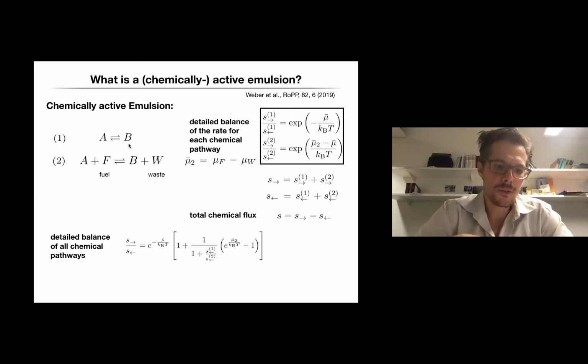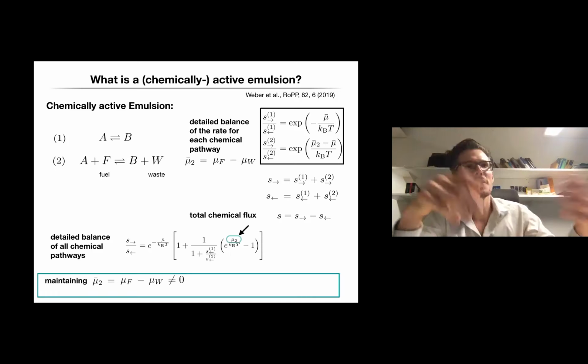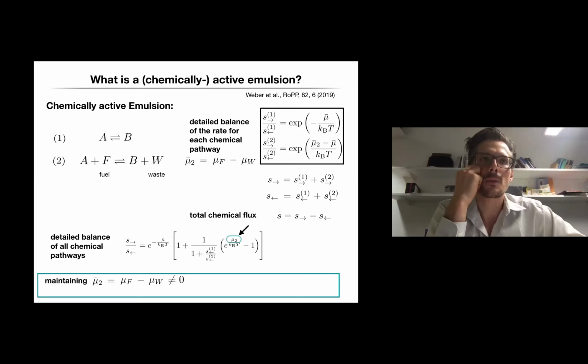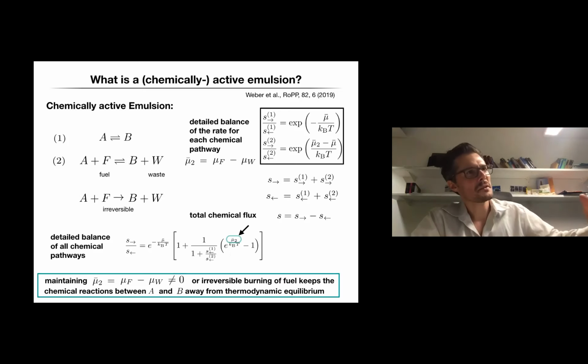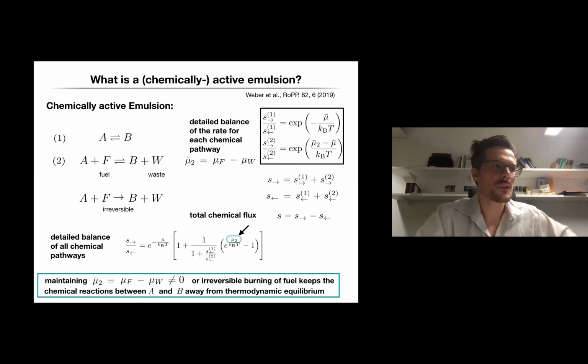I mean, how is biology doing it? I've shown you that, okay, fine, by the boundaries you can drive the system away from equilibrium by just maintaining the chemical potential difference between fuel and waste. But biological systems do it slightly differently. They usually do it in a much more harsh way. They often have irreversible reactions. So in the end, the fuel is, so to say, burned in this reaction. You produce a waste, but in an irreversible manner.